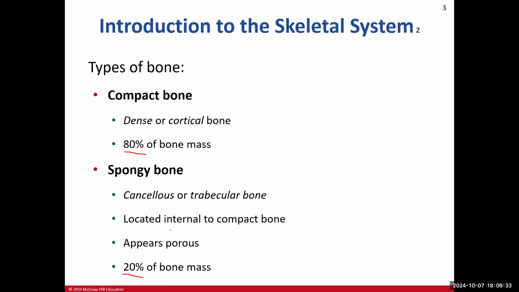So just keep in mind that spongy bone is just like it says, it looks like a sponge, but it is just inside or internal to compact bone. So much like the shell of an egg would be like the compact bone and the yolk would be the spongy bone. It's just inside. So the compact bone's on the outside, spongy bone's more internal on the inside there.